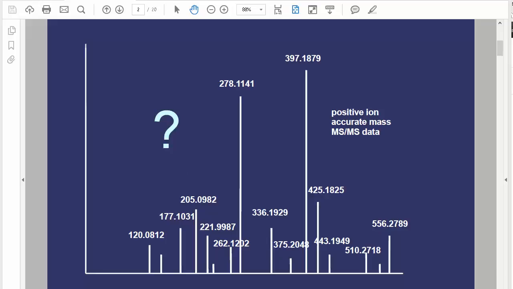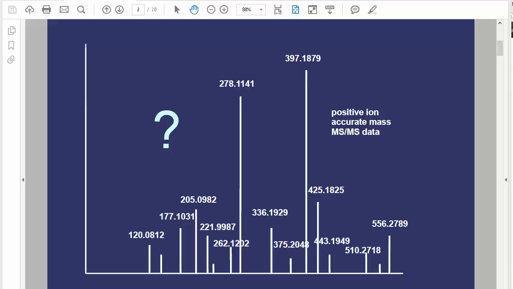This is an accurate mass MS-MS spectrum of leucine enkephalin in positive ion mode. In this video, I will treat this spectrum as if it were the spectrum of an unknown compound. This video is on the theory behind SPS, but I will first show the results of an SPS search and then go through how we get there.